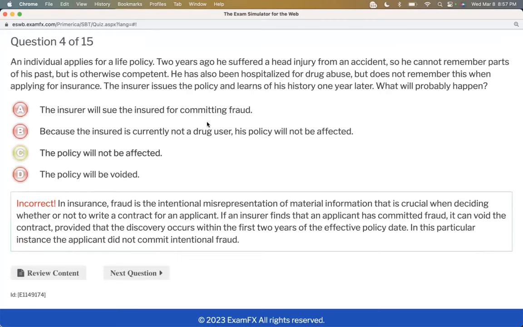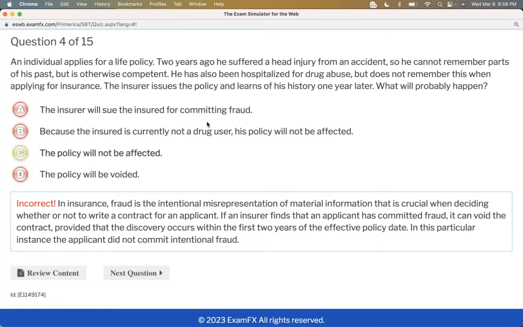In insurance, fraud is the intentional misrepresentation. Got it. He didn't remember, so it was not intentional. Got it. And it's material information. This is crucial when deciding whether or not to write a contract for the applicant. If an insurer finds that an applicant has committed fraud, it can void the contract, provided that the discovery is in the first 2 years. That's what I put.